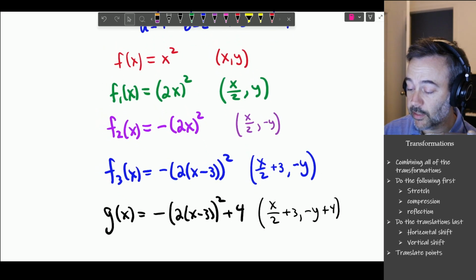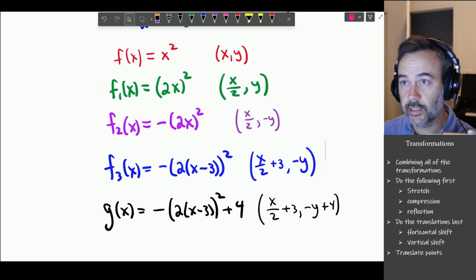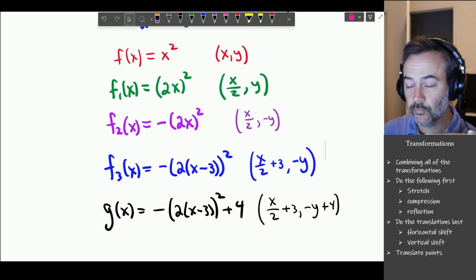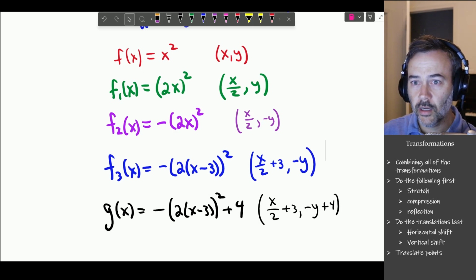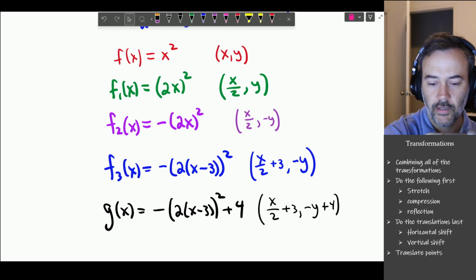Okay, so let me show you in Desmos what that looks like. In Desmos, that will look like the following.